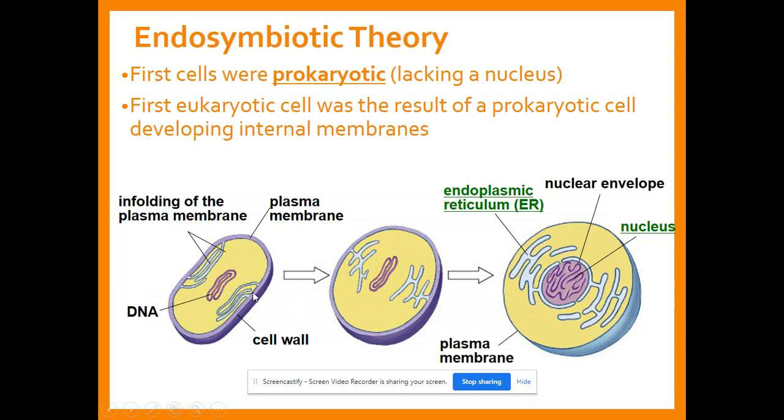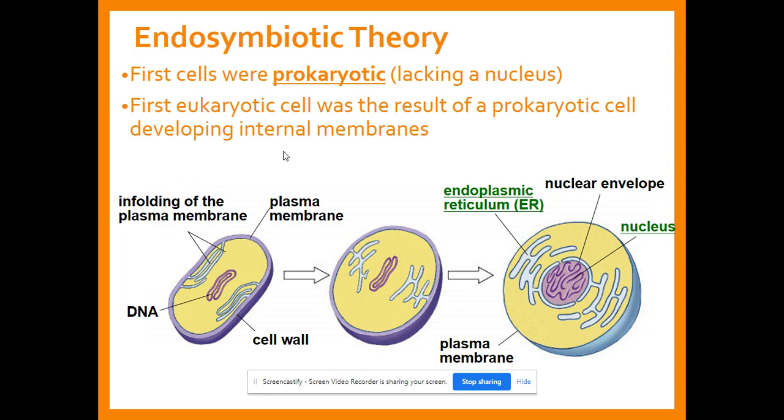Looking at the diagram below, the first cell that we see over on the left-hand side shows a cell with DNA, but no membrane-bound organelles, no nucleus surrounding that DNA. So we're looking at a prokaryotic cell over on the left-hand side. You'll notice there's some infoldings of the plasma membrane.